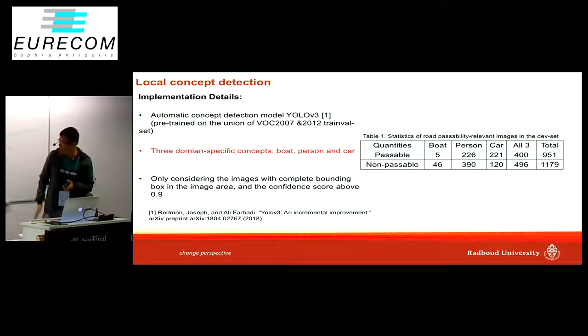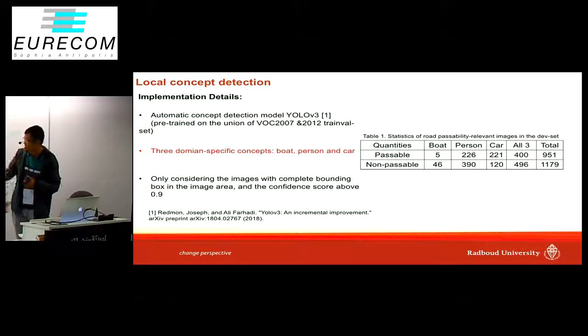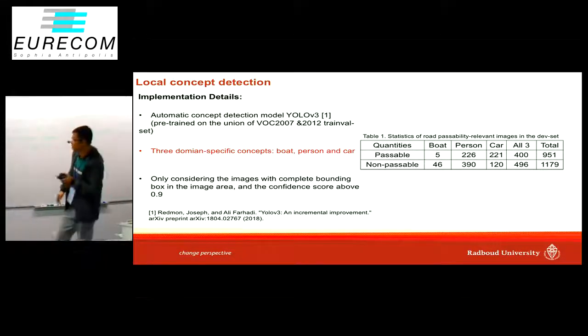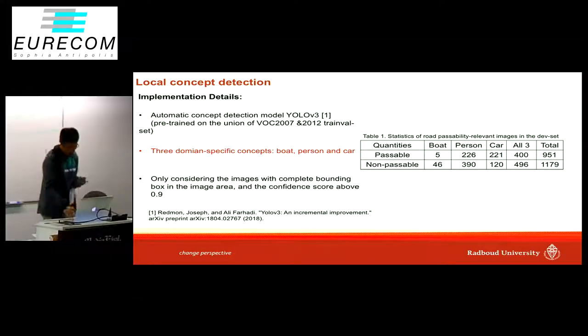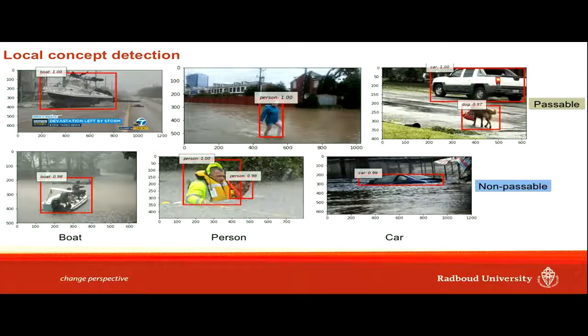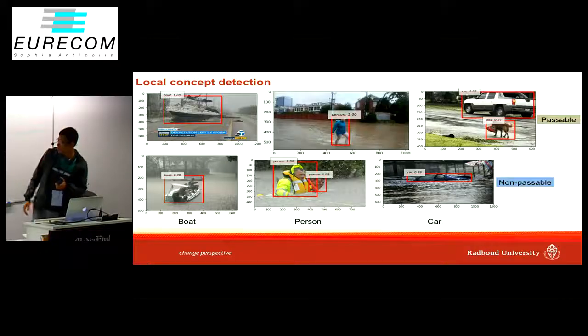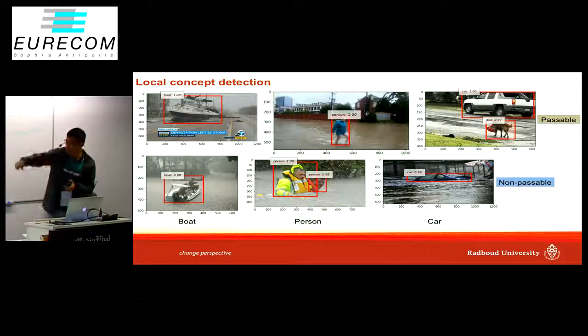Here are some numbers of images that contain the boat, person, or cars in the development set. We can see that almost 50% of the images include these three concepts. Okay, here is the output of the detection model. Basically, the output we got is the bounding box information from these images. Since we have got the bounding boxes, how can we encode the local information?